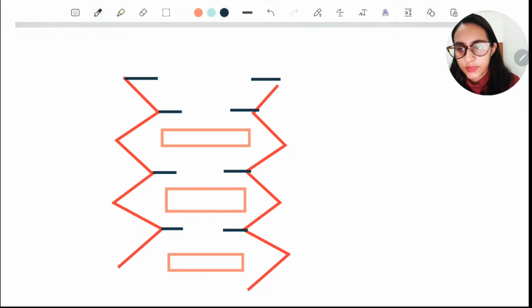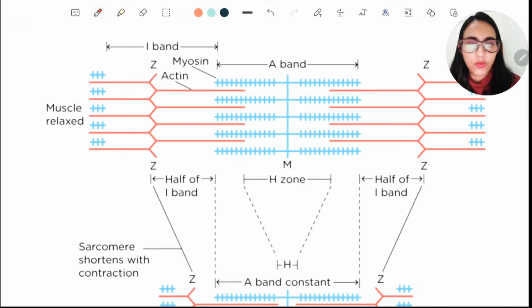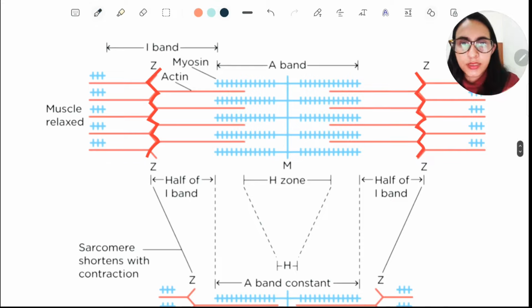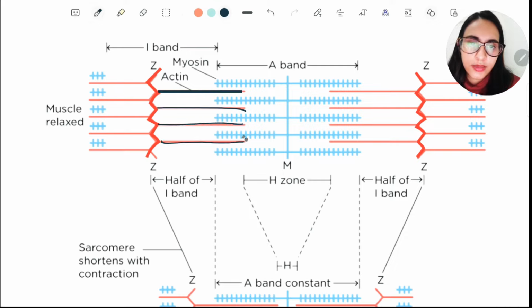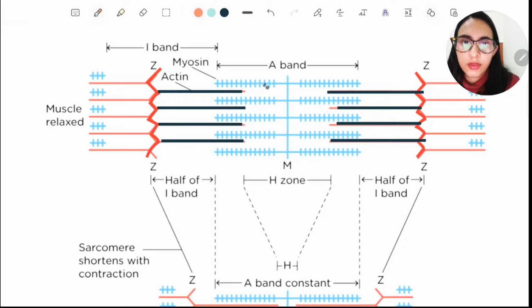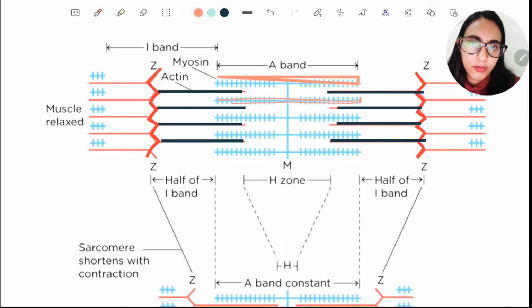This is the structure of a sarcomere. So at rest, these are the Z lines, and the distance between two Z lines is one sarcomere, and you can see the thin filaments attaching to the Z lines. We also have thick filaments, which are in between the thin filaments on both sides.